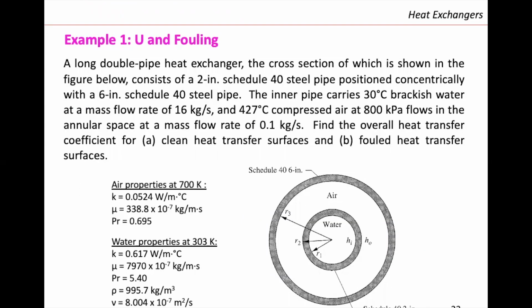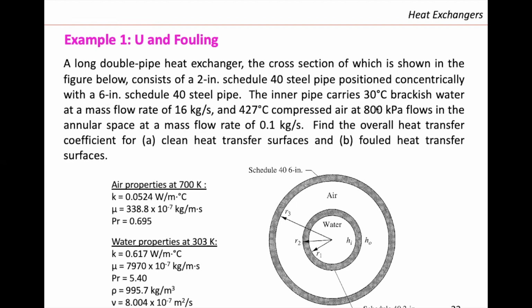Let's solve this problem so you can see how to calculate the overall heat transfer coefficient with a dirty surface, okay? So remember, we're going step by step. So the first step is the overall heat transfer coefficient. We have a long double pipe heat exchanger, which is the easiest and simplest type of heat exchanger. One small pipe inside a big pipe. The cross section of which is shown in the figure below. So we have this double pipe heat exchanger here. And it consists of a 2-inch Schedule 40 steel pipe positioned concentrically within a 6-inch Schedule 40 steel pipe. So the 2-inch is inside the 6-inch.